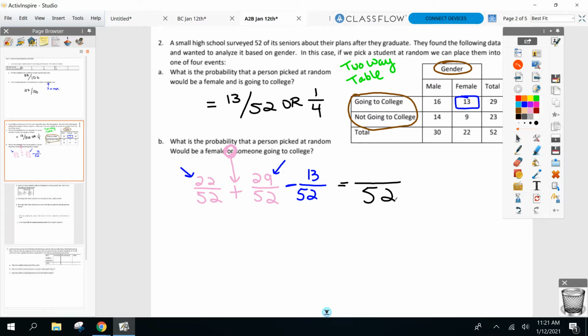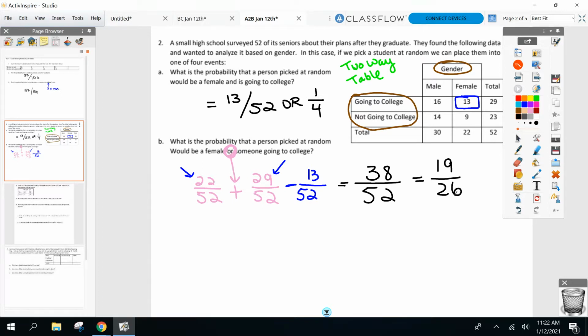Oh boy, what do I get there? That's 51. 38 out of 52. What? 19 out of, oh, okay, we got a reducer and stud on our hands here. I forgot. 19 out of 26. Yep.